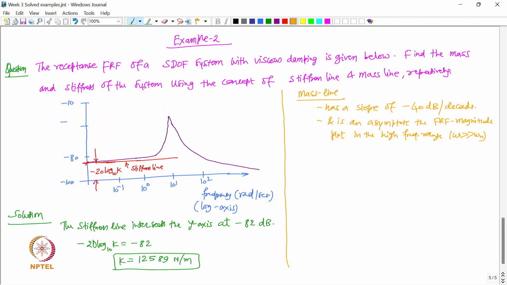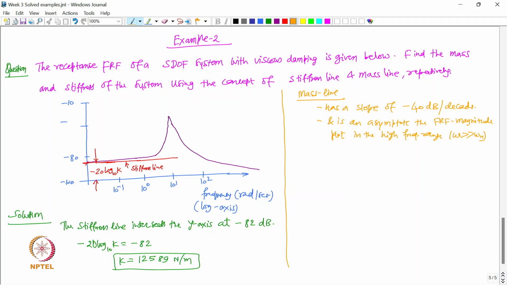So now there are two steps. First of all, we have to draw this mass line and then see how that mass line can be used to find the mass. Let us first talk about step number 1, how to plot the mass line. Because the mass line has a slope of minus 40 dB per decade, and you can have an infinite number of lines with the same slope, all will be parallel to each other.